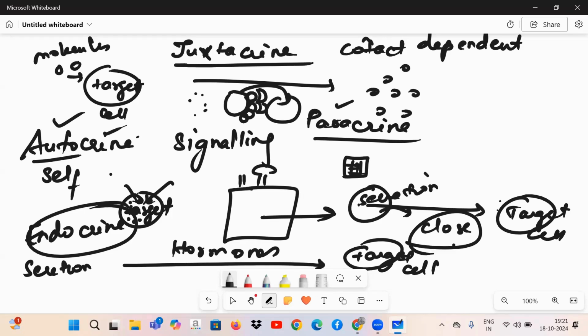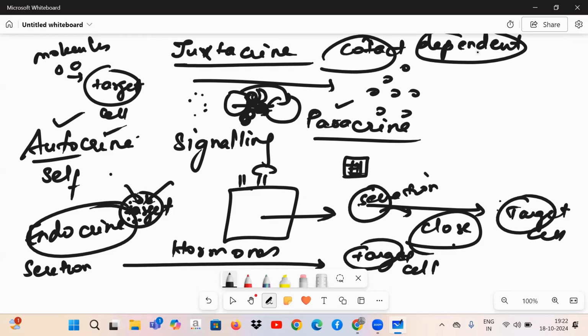Yes, there is. It comes under paracrine. But it may be very close contact, that's what I'm saying. So there may be gap junctions, that is also possible. When they are contact dependent, the signaling molecules are not freely released from the secreting cell. You call that juxtacrine. All right. Is it fine?